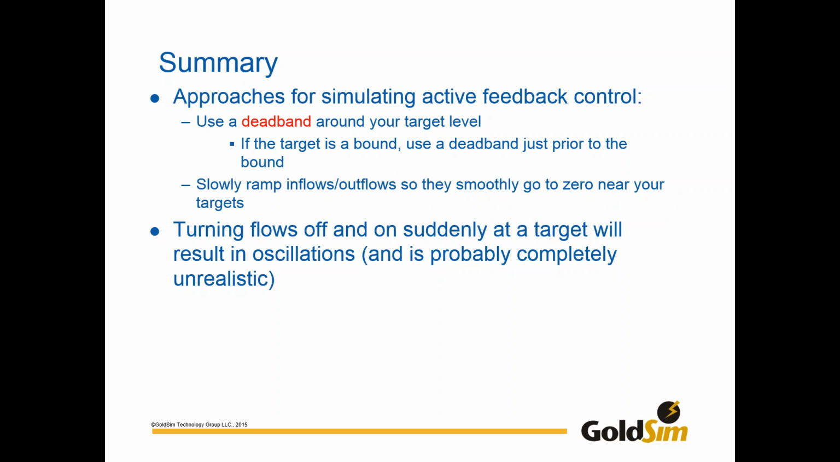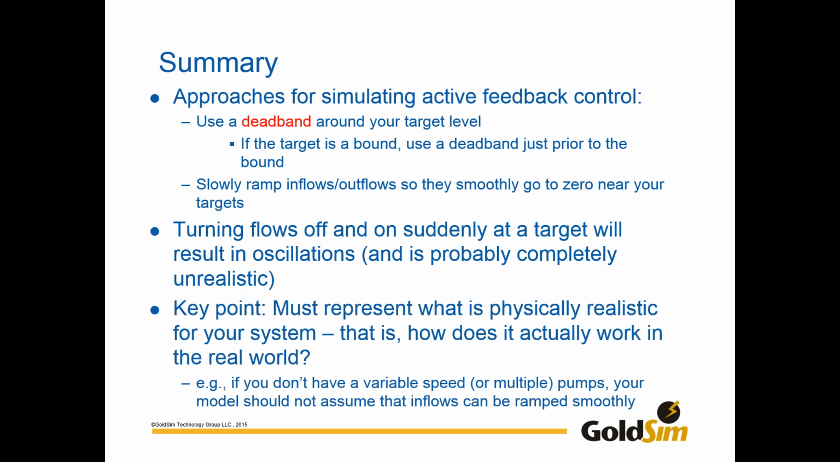So when you're building a model that includes active feedback control, you have to represent what is physically realistic for your system. That is, what is the real system doing? For example, if you don't have a variable speed pump, you should not assume that your model is ramping smoothly down, because it either turns on or off. So you need to try to represent the system that you really have, and people often overlook this point.